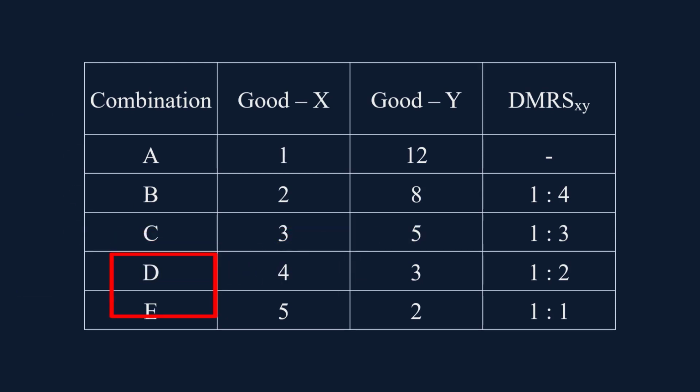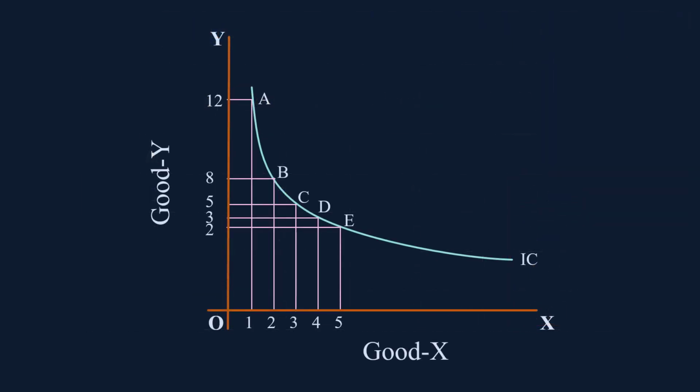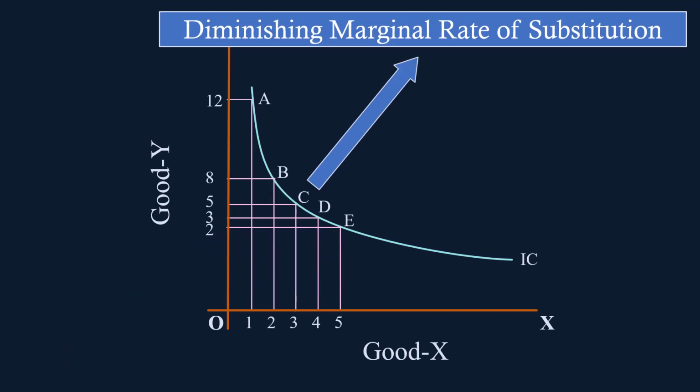Thus, as he goes on forming new combinations D and E, his willingness to substitute good X for good Y diminishes as 1:2 and 1:1. This tendency is called diminishing marginal rate of substitution. We shall see how it affects the indifference curve. Indifference curve slopes downward. It is convex towards the origin. It is because of the diminishing marginal rate of substitution.